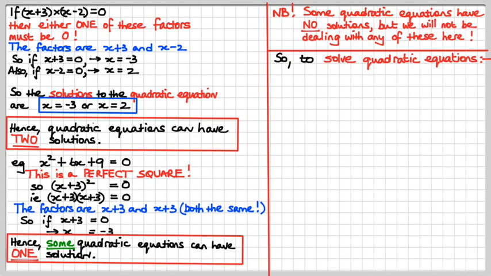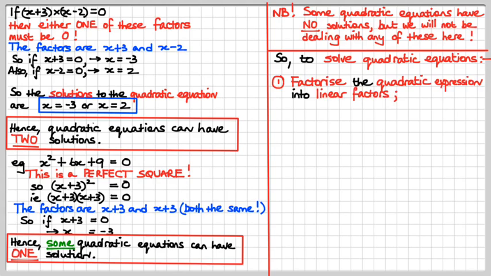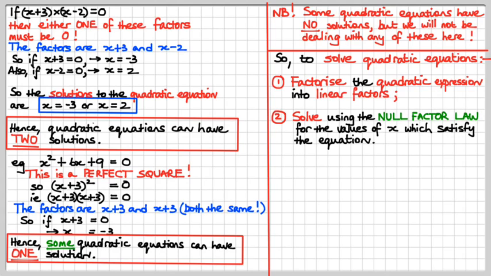To solve quadratic equations, guys, what do you do? Well, you factorise the quadratic expression on one side of the equation into linear factors, making sure that the other side of the equation has a 0 there, okay? And then you solve using the null factor law for the values of x which satisfy the equation, okay?